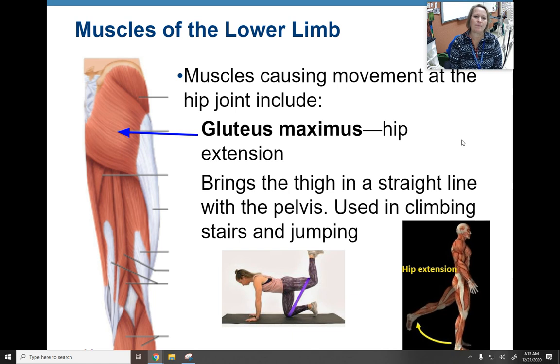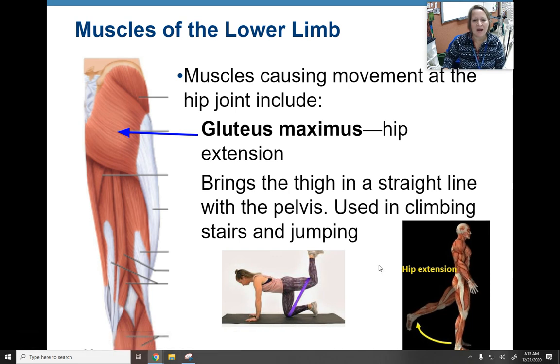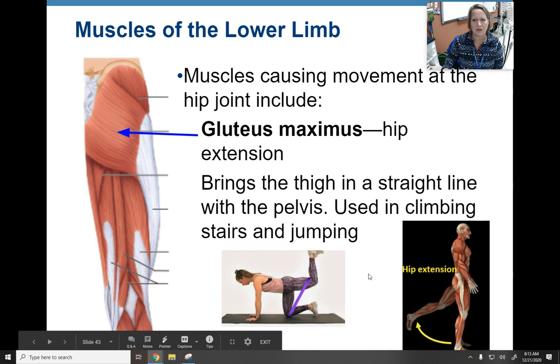the hip is the gluteus maximus. Maximus because it is the big one. And so when you think about what's going on with the gluteus maximus, it's going to bring the thigh into a straight line with the pelvis. So I put this in here so you can see that, bringing the thigh in line with the pelvis. How you use your gluteus maximus is climbing stairs and jumping. So most of you are pretty familiar with the gluteus maximus. And again, this is hip extension.